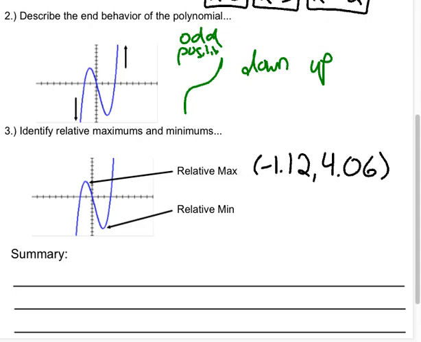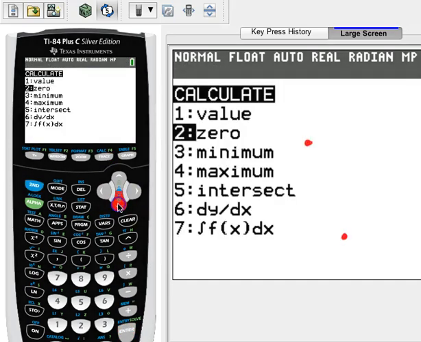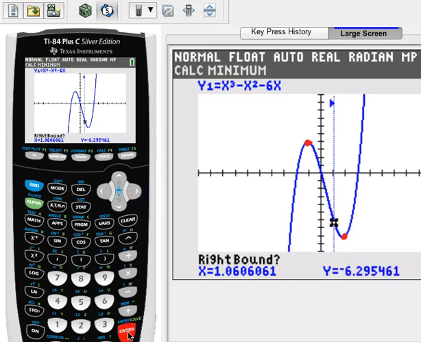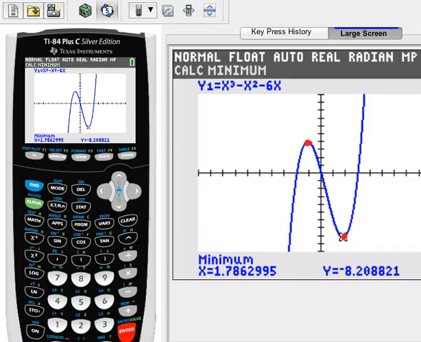And I can do the same thing to find the relative minimum. So let's go back, go through that same process, but this time to find the minimum, which is going to be option 3. So I scroll over, making sure I stay to the left, then I move over to the right of it, hit enter one more time. So 1.79 and a y value of negative 8.21.